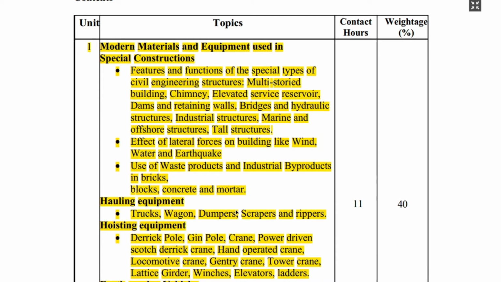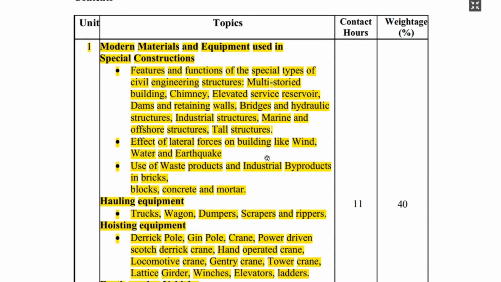Next is the effect of lateral force on the building, like wind load, water and earthquake load. So these are all natural loads. We need to assume a certain kind of force that is acting on our building, and after that we need to design our structure. That is part of the structural analysis portion. Sometimes, apart from wind, water and earthquake load, we need to consider the snow load also in hilly terrain or in a cold region.